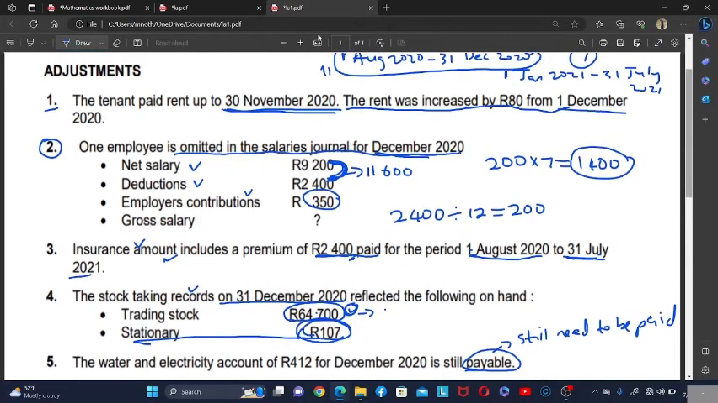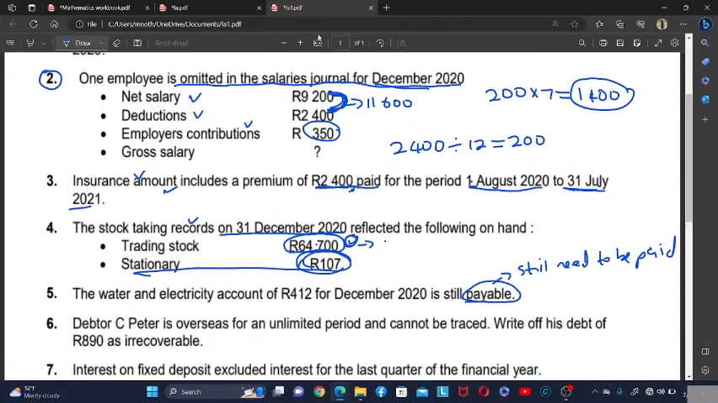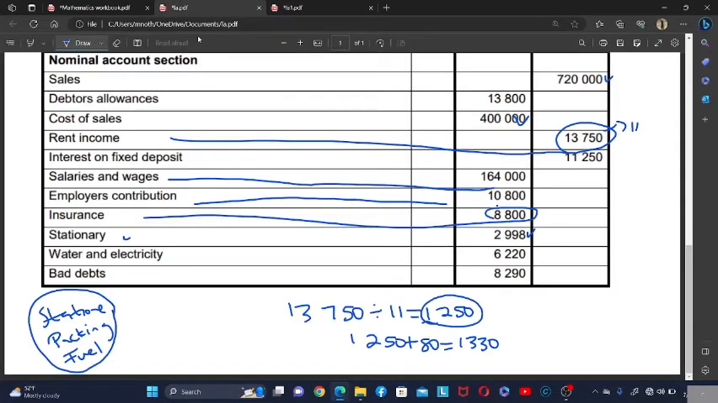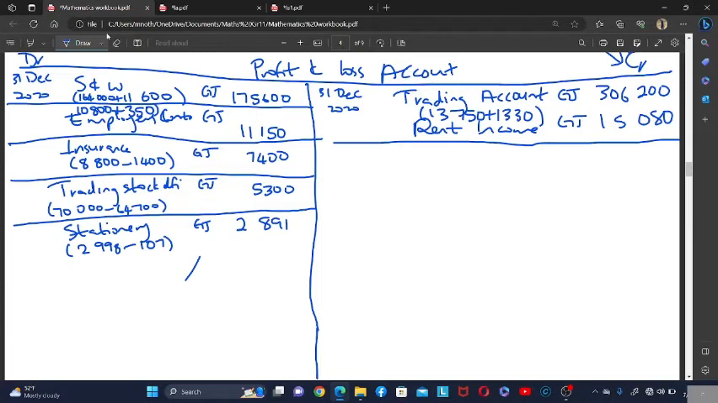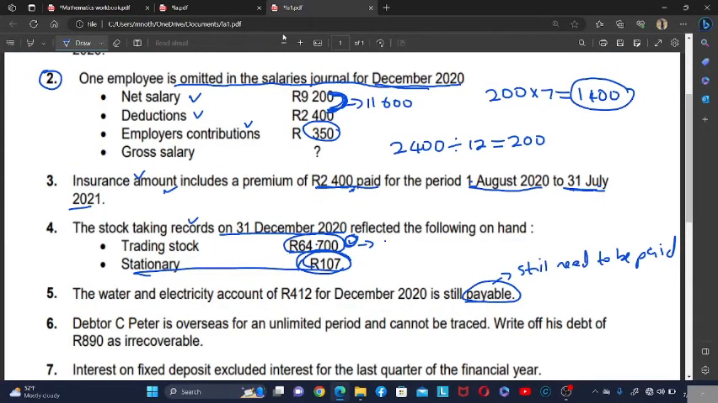So now, water and electricity. How much is the water and electricity? It is 6,220. So we are told that it still needs to be paid. Okay, it is still payable. So if they are saying still payable, it means that it still needs to be paid.